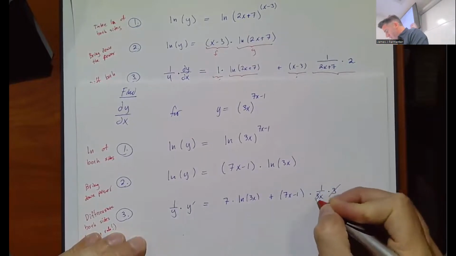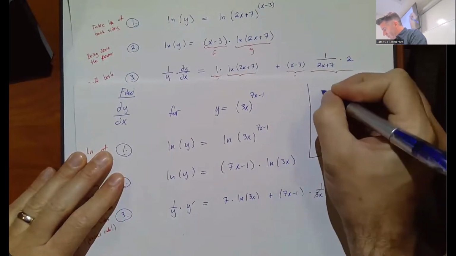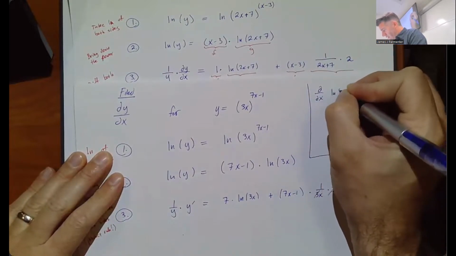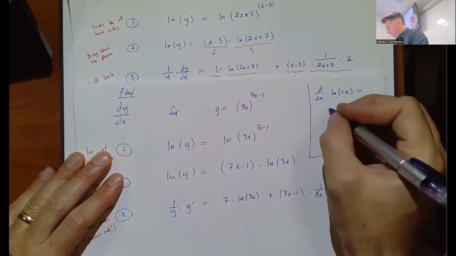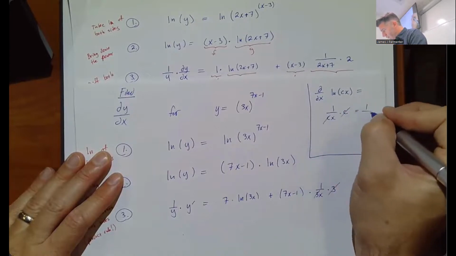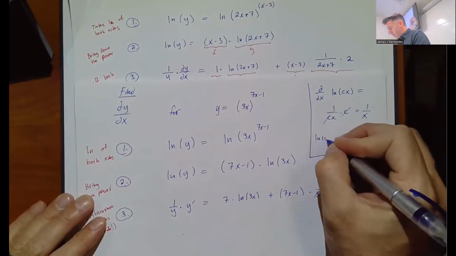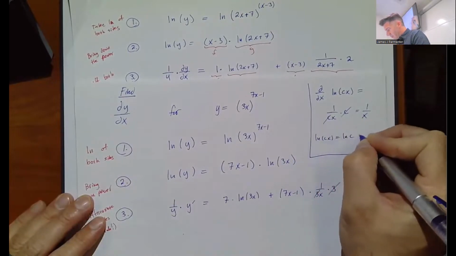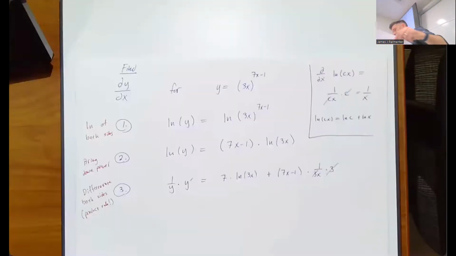Interesting fact, just so you're all aware, in general, if you take the derivative of the natural log of a constant times x, you always just get 1 over x. It's 1 over the constant times x, times the constant, which is 1 over x. Which makes sense because you could also break up natural log of cx as the natural log of c plus the natural log of x. And the derivative of the natural log of a constant is 0, and the derivative of natural log of x is 1 over x. So it totally makes sense. It's just kind of funny.